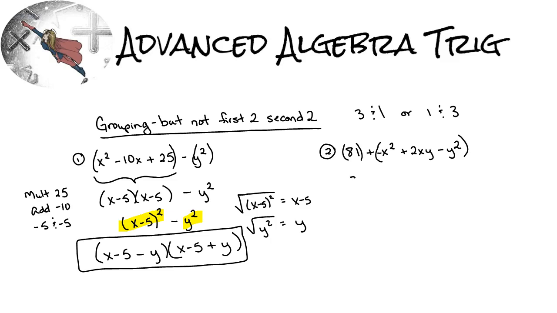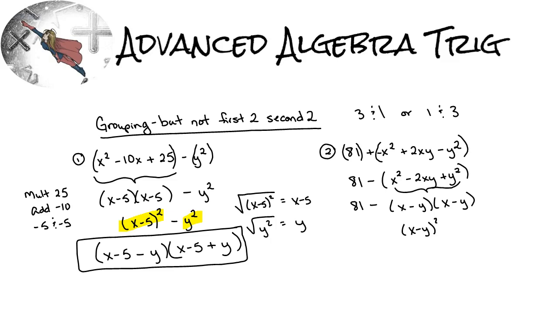so first I have this 81. Now what I am going to do is take a negative out of that whole parenthesis. So that makes it become x squared minus 2xy plus y squared. So that's just like taking a GCF out. Now 81, nothing really happens with that. But this part here can factor into x minus y times x minus y, which is the same thing as x minus y squared. And then put the 81 minus back in front.